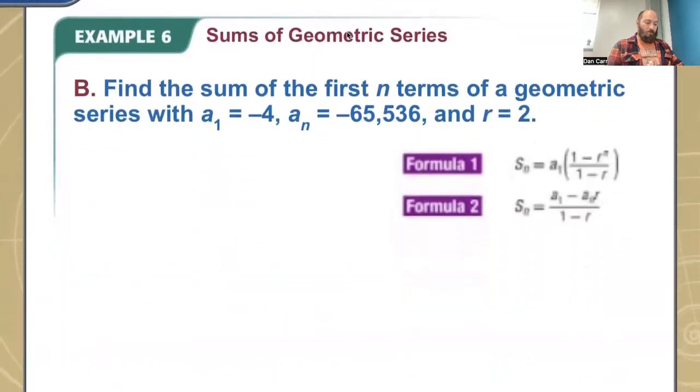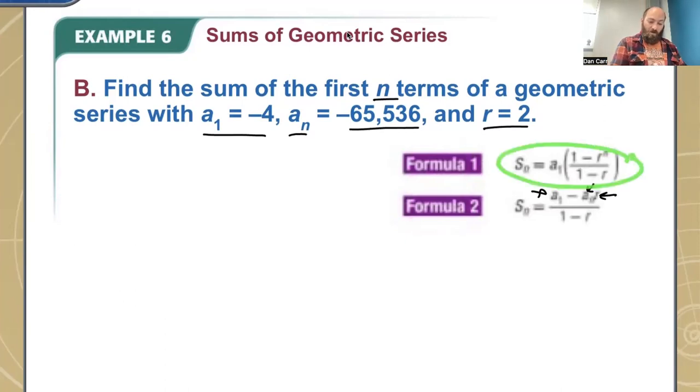Here's another one. Find the sum of the first n terms here, given that the first term is -4, a sub n is -65,536, and I have a common ratio of 2. So this is set up for the second equation. We have a sub 1, we have a sub n, and we have my common ratio. There is another way to do this. If you still want to just use the first formula, remember, we need the number of terms.